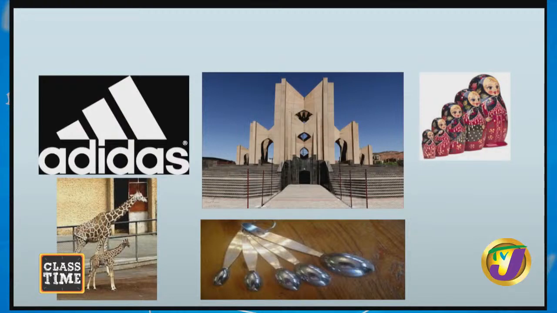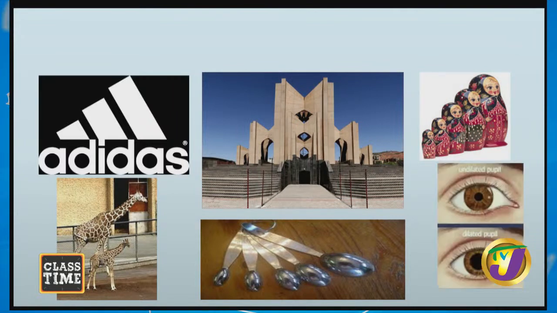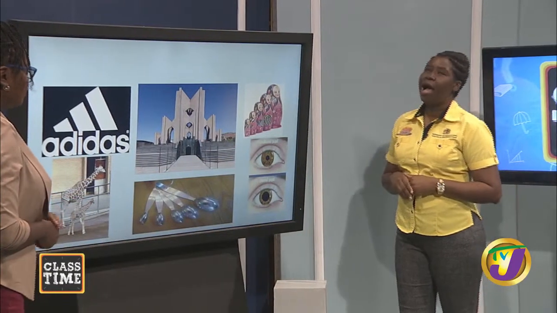Oh, these dolls. And they're arranged in order from smallest to largest. That is true. And finally, we have the picture of two eyes. Now, I noticed that in one eye, the pupil is very small, but in another, the pupil is very large. Nikisha, what do you think would have happened for the pupil to change from small to large?